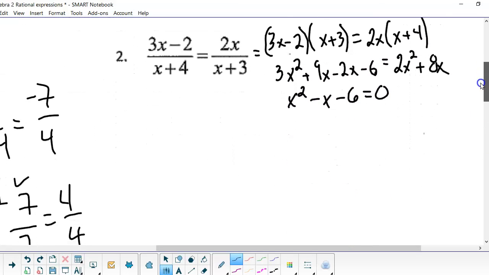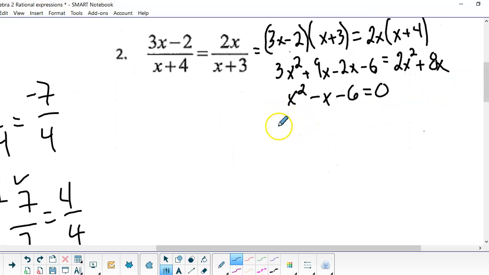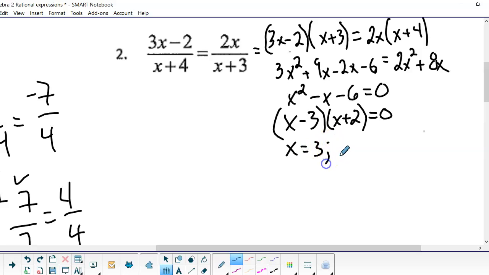Now we have a quadratic, and it's equal to 0, so that means we need to factor. So let's go ahead and factor this. I need two numbers that multiply to negative 6 but have a difference of 1. So it's going to be x minus 3, x plus 2. That'll give me negative 6 equal to 0. So x is equal to 3 and negative 2. So now I need to do my check.